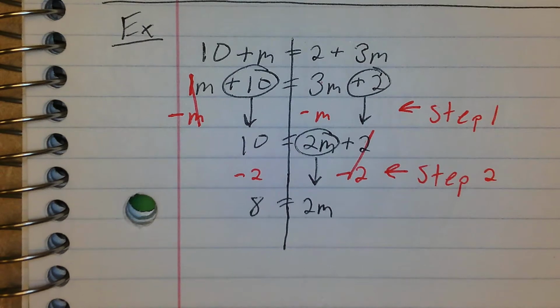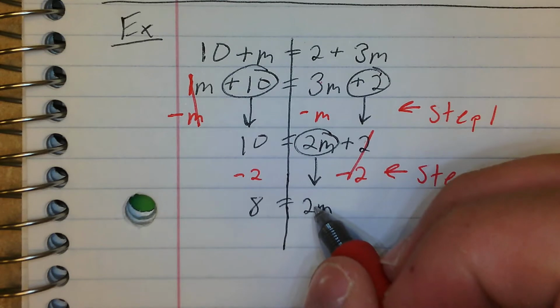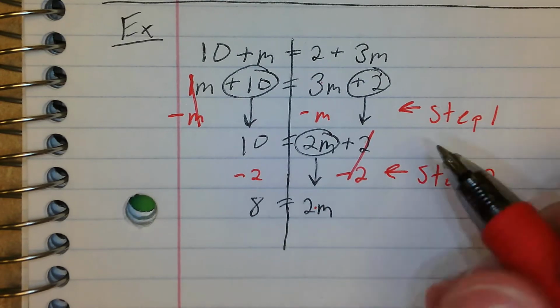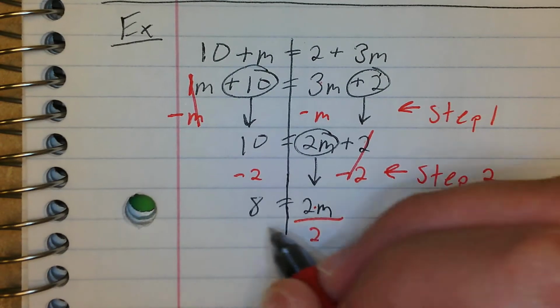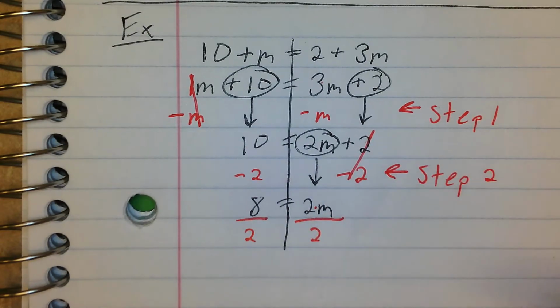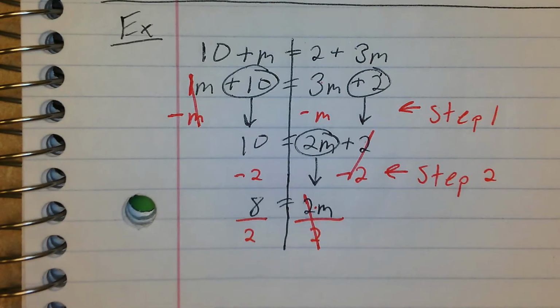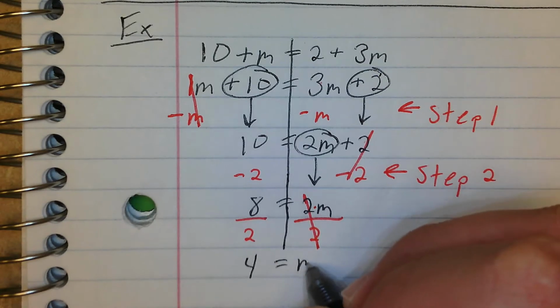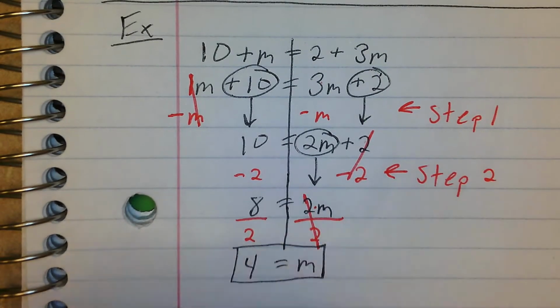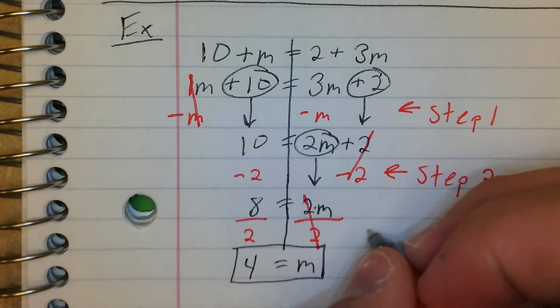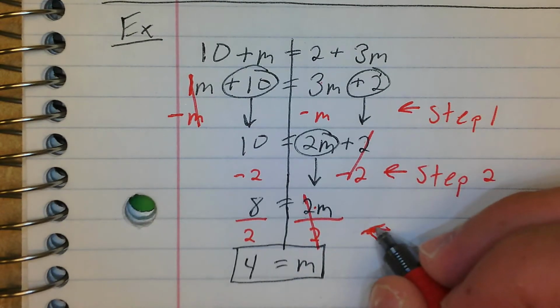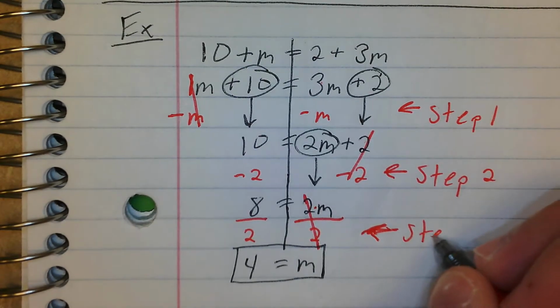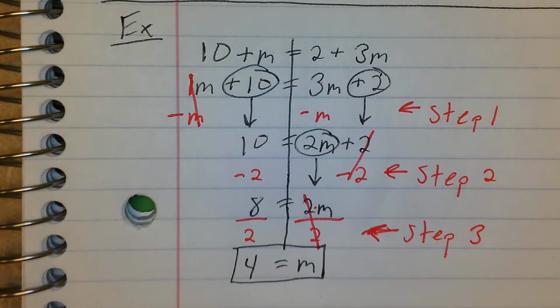Well, step 3 says to either divide by the coefficient or multiply by the denominator. Since we have multiplication here, this is 2 times m. We're going to do the opposite of multiplication, and we would divide. What I do to one side, I do to the other. The 2's cancel on the right side. 8 divided by 2 is 4. And then the only thing I'm left with over here is m. And that would be my answer. M equals 4, or 4 equals m. And that last step we did was that step number 3 I was talking about.